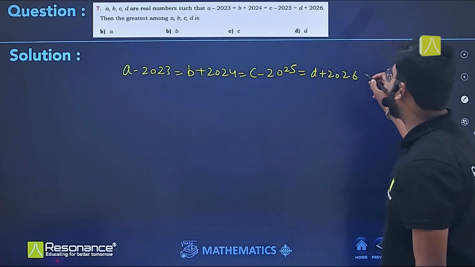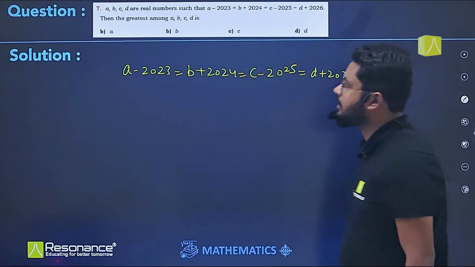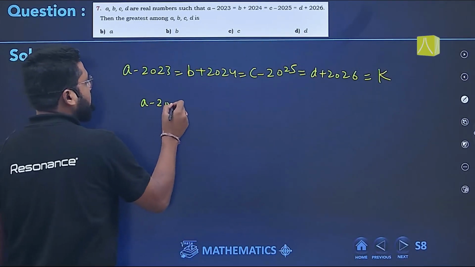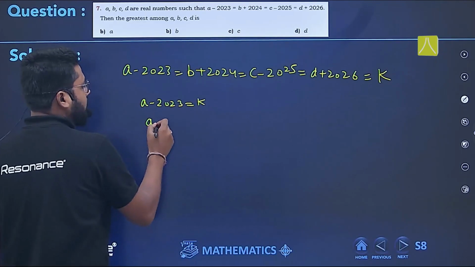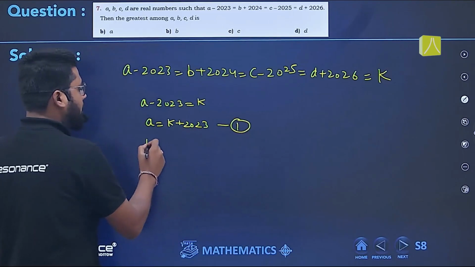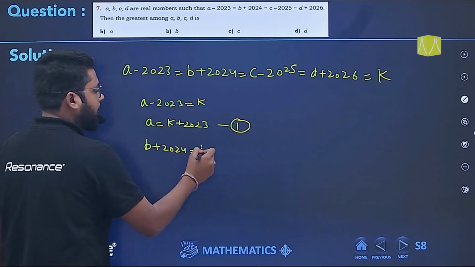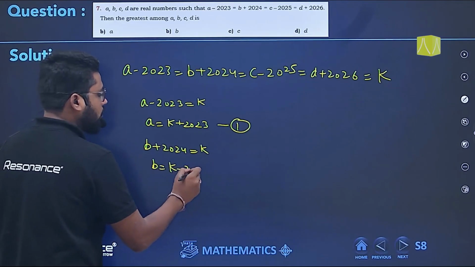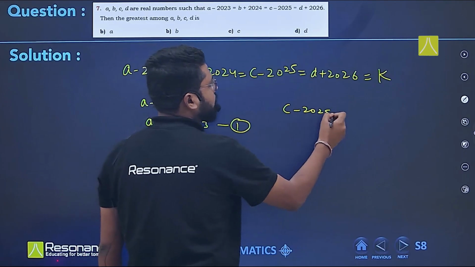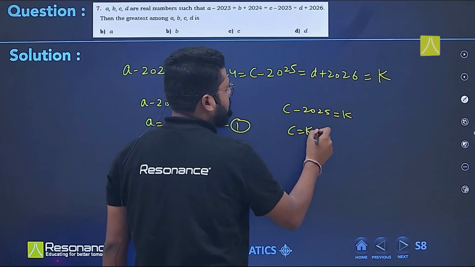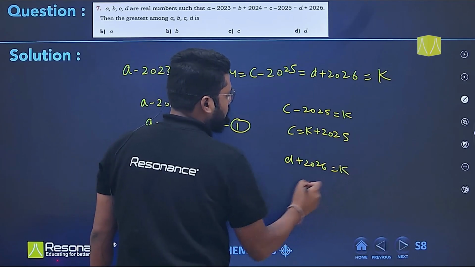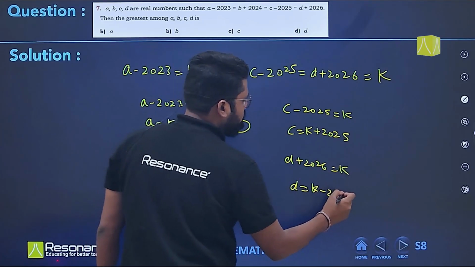So let their value be K, because they all are equal. We don't know the exact value, so we are letting it be K. So A minus 2023 is also equal to K, or A is K plus 2023. This is the first equation. And B plus 2024 is also equal to K. This means B equals K minus 2024. This is our second equation. Similarly, C minus 2025 is equal to K, so C will be K plus 2025. And D plus 2026 is equal to K, so D will be K minus 2026. This is our fourth equation.